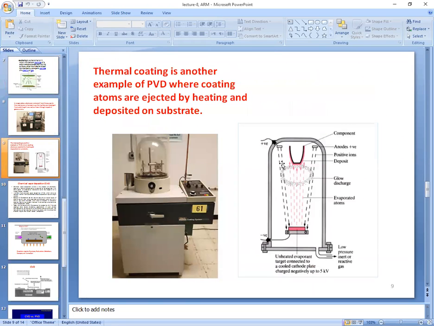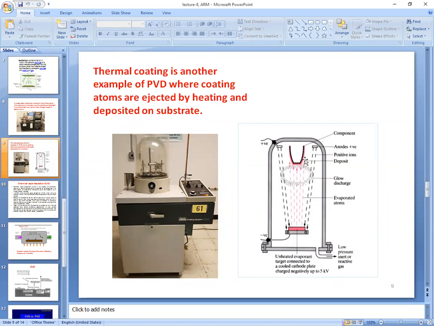Okay. This one is the thermal evaporation, and this image is of the Edward thermal coating machine. It is available in the Centralized Research Laboratory, University of Peshawar. This equipment is available there. Thermal coating is another example of PVD where coating atoms are ejected by heating and deposited on a substrate.